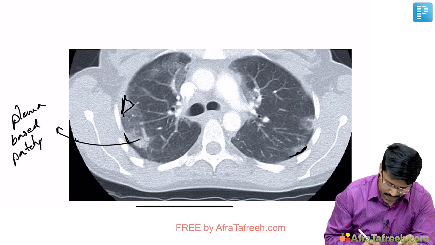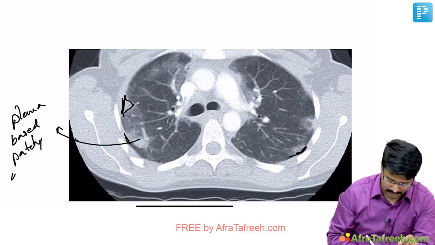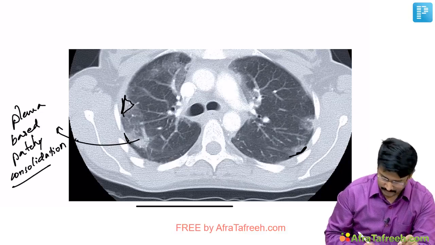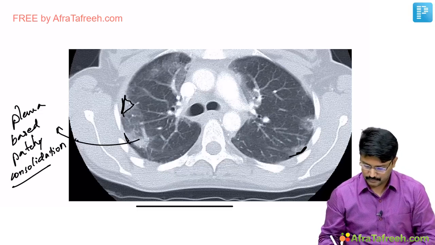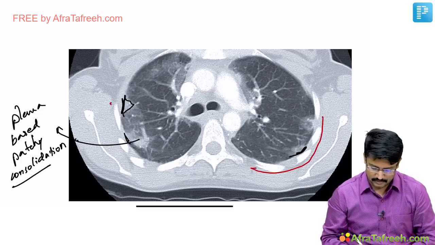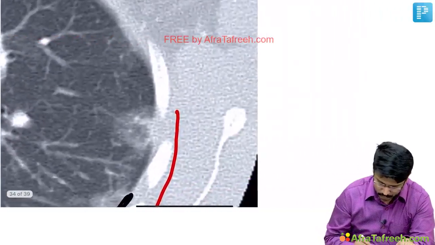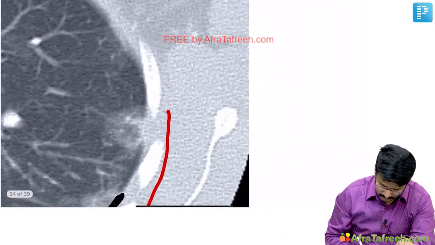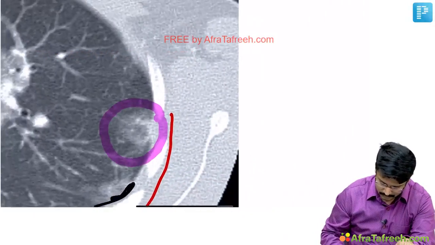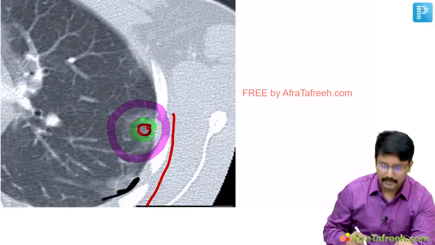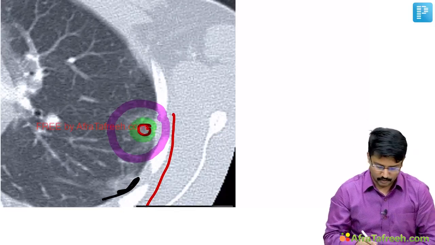Patchy, this is not diffuse, there is patchy involvement, patchy consolidation. Again, mainly affecting basal lung fields. But if you pay a little close attention to this region, you will notice that there is a central halo and peripheral opacity. There is a central halo and peripheral opacity.